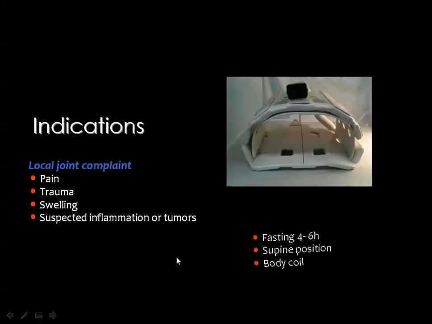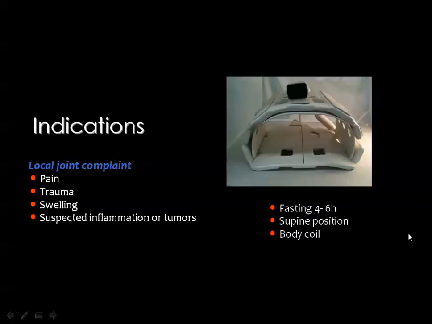For evaluation of the hip joint, we use usually the body coil. Then we examine both hips at the same time. We examine the patient in the supine position. We may need the patient to fast for 4 to 6 hours, especially whenever we are going to inject him with contrast media or to give him some sedation.